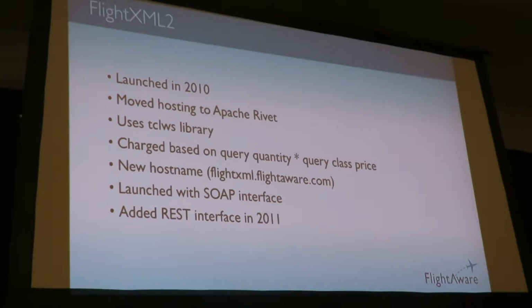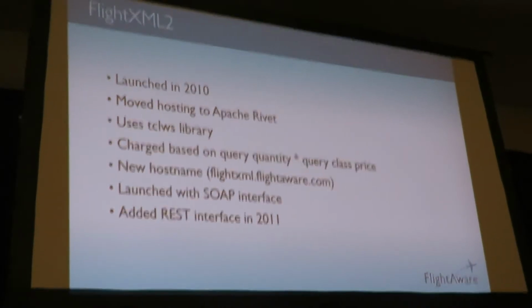FlightXML 2 was our second version, where we expanded the data offering. We also moved because the other SOAP library had not been maintained since about 2004. So tclws was available, and clearly the front runner, and Gerald here had put that out. Jeff, a colleague of mine, primarily did the development on FlightXML 2. It was launched in 2010, and we moved over to using Apache Rivet for it.